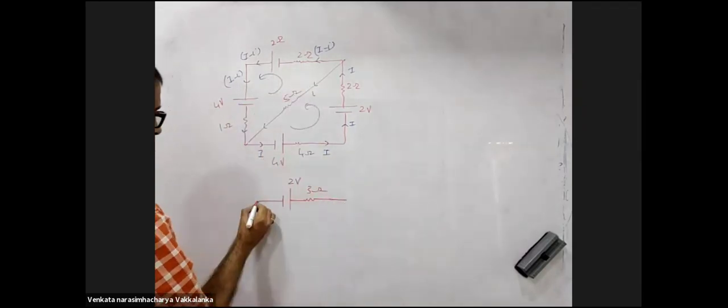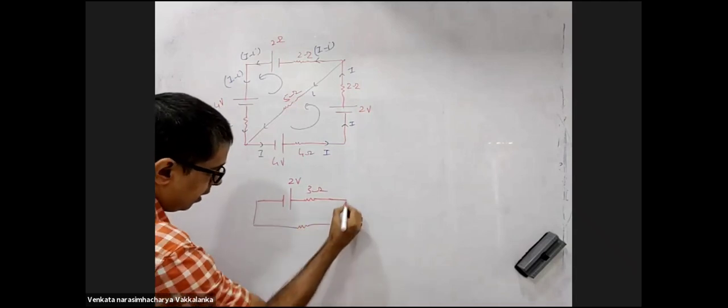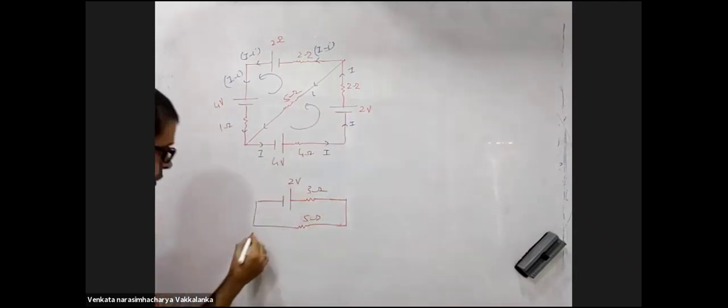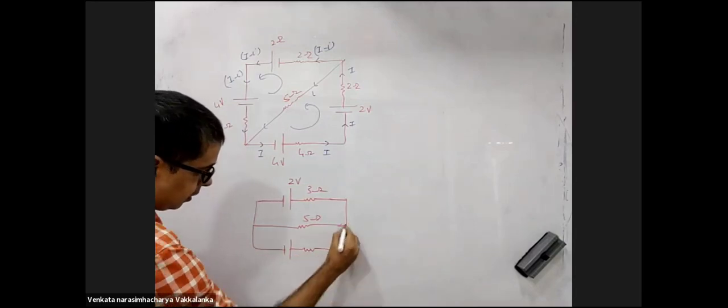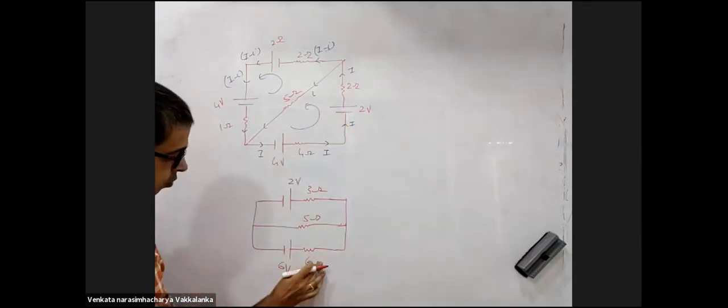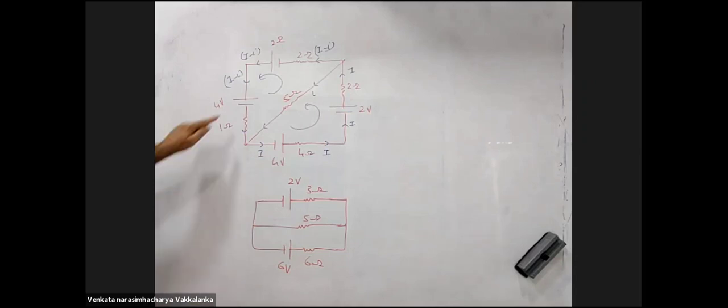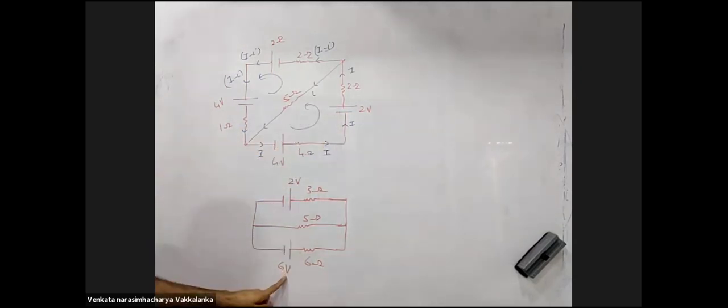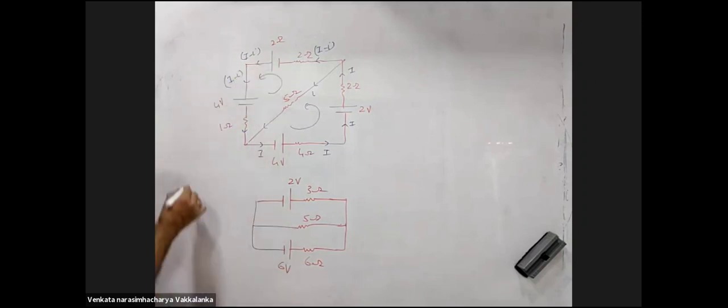3 ohms. This will be 5 ohms. Lower branch: 4 and 2 are 6 ohms. These two cells are in series but oppositely connected. These two resistances are in series. These two cells are in series but with the same polarity, so I added them. Here I subtracted them. If two cells are kept this way, obviously I'll subtract the EMF. If two cells are kept this way, I'll add the EMF. Agree? Yes, sir.